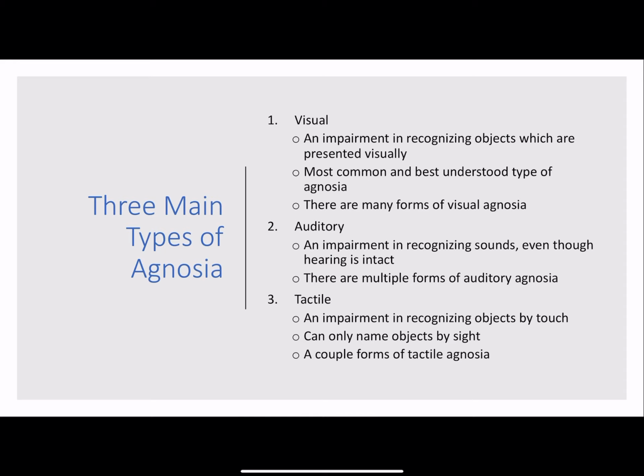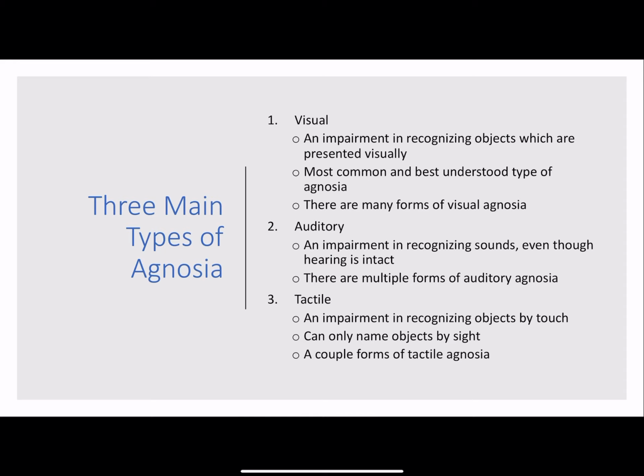So then, moving on to the second type, it's auditory agnosia. This is an impairment in recognizing sounds, even though all hearing is intact. And again, there are going to be multiple forms of auditory agnosia. The first is going to be phonagnosia, and that's when you cannot recognize familiar voices. Verbal auditory agnosia is you cannot comprehend spoken words, but you can write, read, and speak normally. And amusia is you cannot recognize music. And then for auditory agnosia, the right side temporal location of your brain is going to have lesions on it.